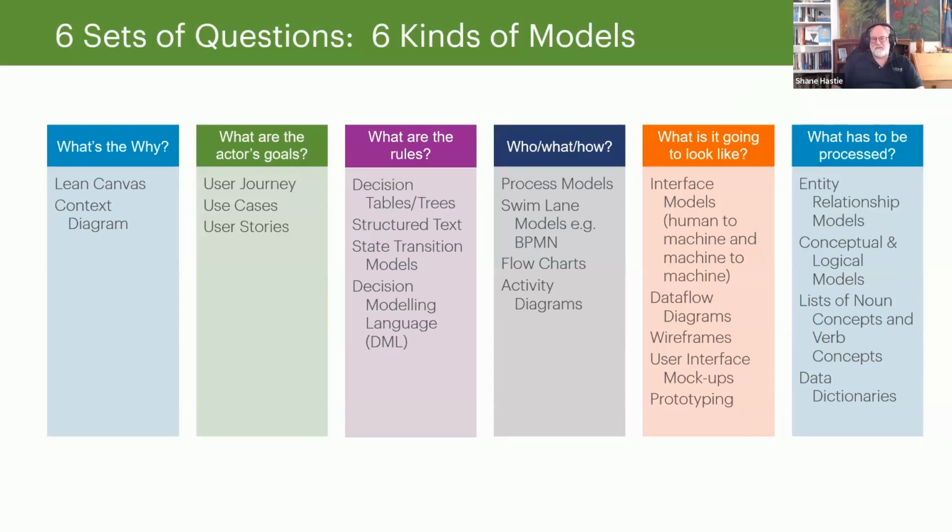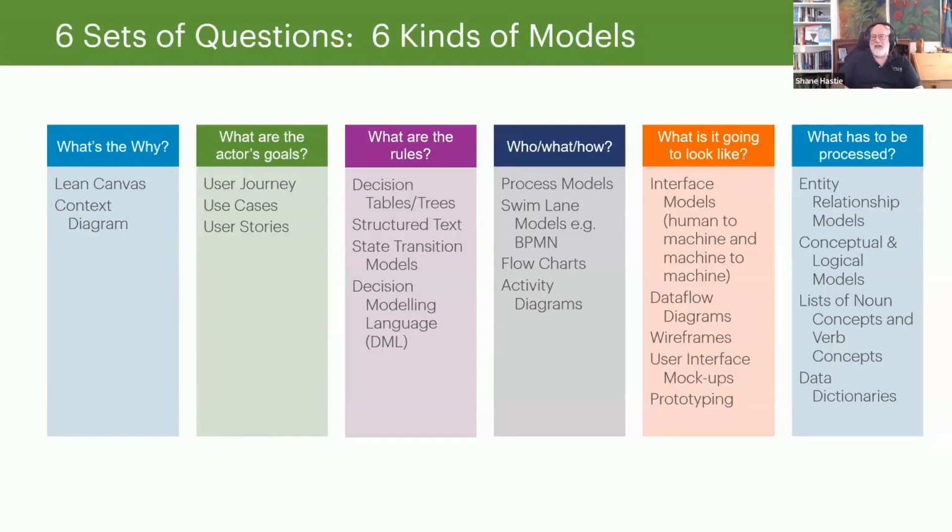What are the rules? How do we identify the business rules? And it could be state transitions, it could be decision modeling language if we're going to automate, it could be simple decision tables, decision trees. What is going to be appropriate in our context? The who, the what, the how, the process model, swim lane diagrams, flow charts, activity diagrams. Are we using the BPMN syntax? Again, which ones are going to be useful and appropriate here?